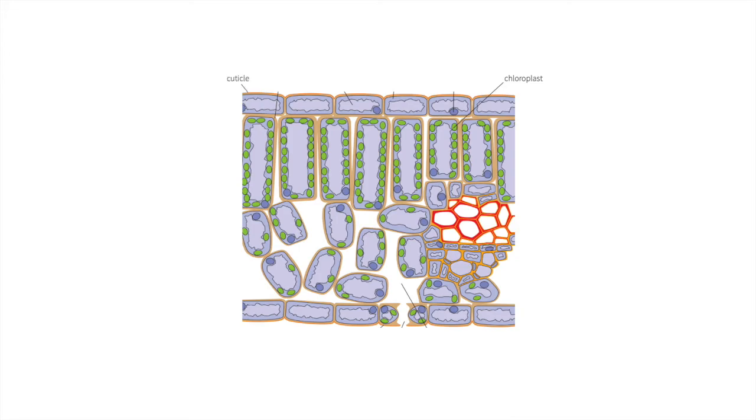Cuticle. Cuticle is a protective clear wax-like layer covering epidermal tissues of a leaf, providing water resistance properties and reducing water loss, thus preventing water from evaporating. A guard cell absorbs and releases water in order to open and close the stomata, which allows the diffusion of carbon dioxide in and oxygen out.